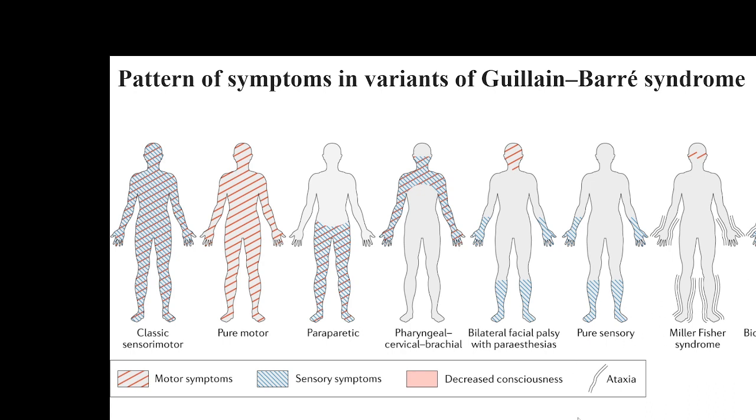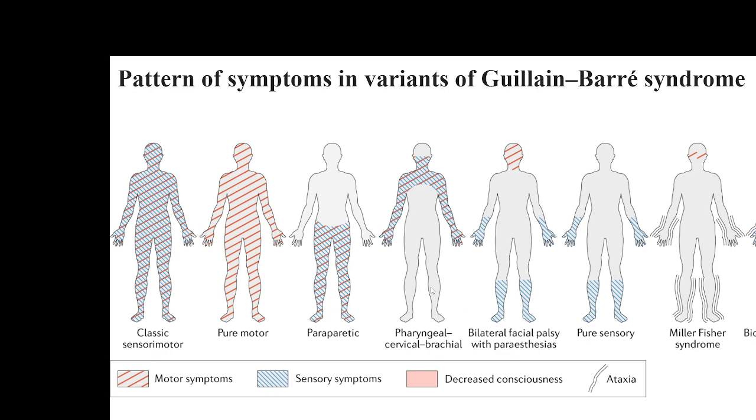Now, the variants are subgroups of Guillain-Barré syndrome, which we have referred to in the beginning. The distribution of the lesions could be different. In the classical form, a majority of the patients have motor as well as sensory symptoms, which can involve the whole body, starting with the lower limb, then ascending. A pure motor pathology can also present similarly, starting at the distalmost part, then reaching the proximal. And a paraplegic variant, where only the lower limb is involved.